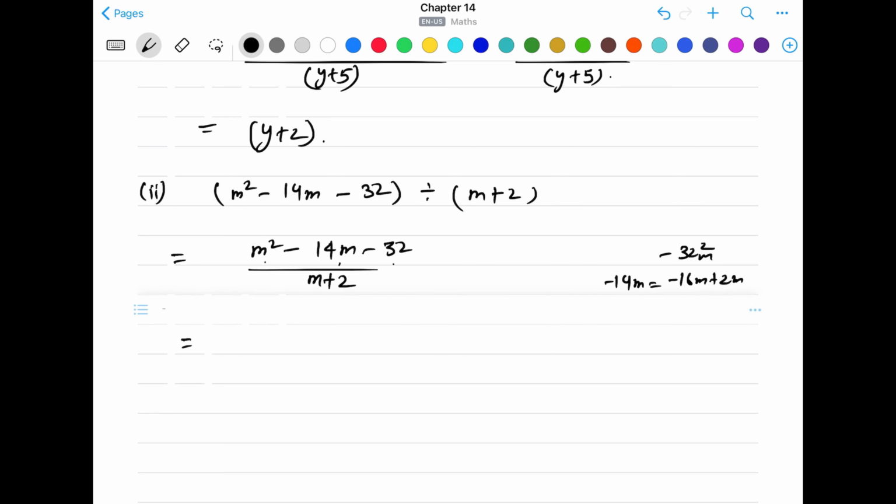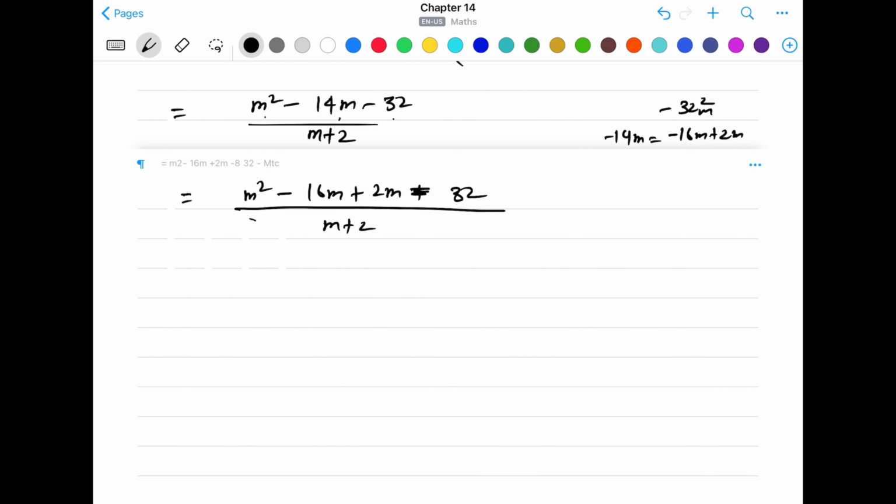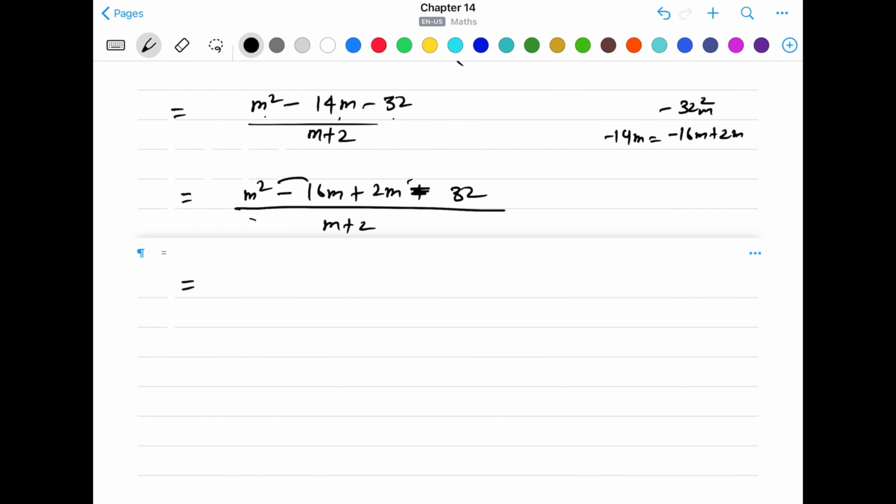Okay, so this will be m square minus 16m plus 2m plus, then we have minus 32, divided by m plus 2. Now making the pair of these two and these two, from the first pair we can take only m common, so we're left with m minus 16. From the second pair we'll take plus 2 common, so we're left with m minus 16 again. Okay, so that is divided by m plus 2.